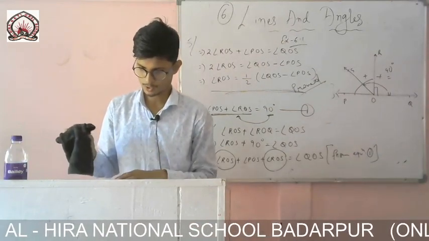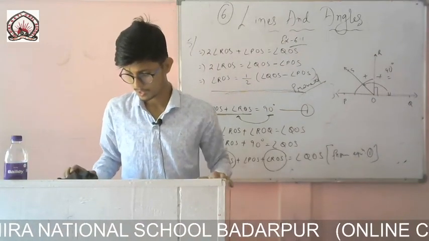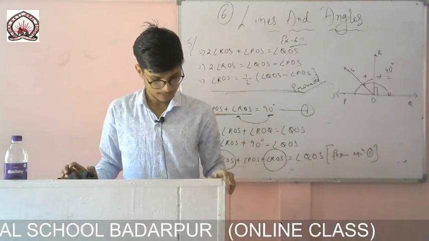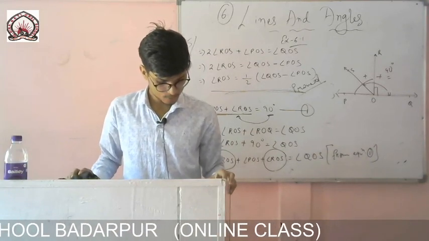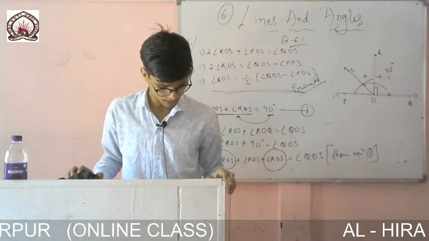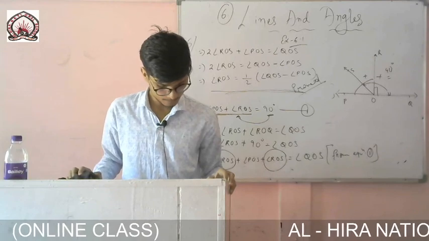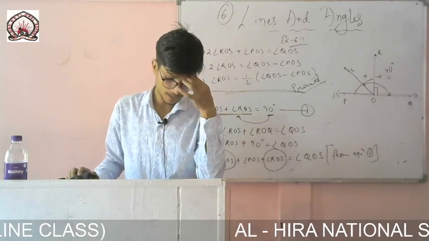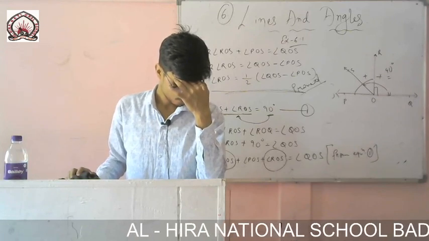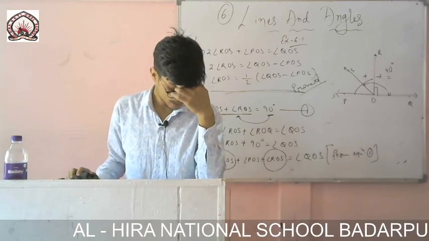Now the last question of this exercise, question number 6. In the given figure, it is given that angle XYZ is equal to 64 degrees. XY is produced to point P. Draw a figure from the given information. If ray YQ bisects angle ZYP, find angle XYQ and reflex angle QYP.